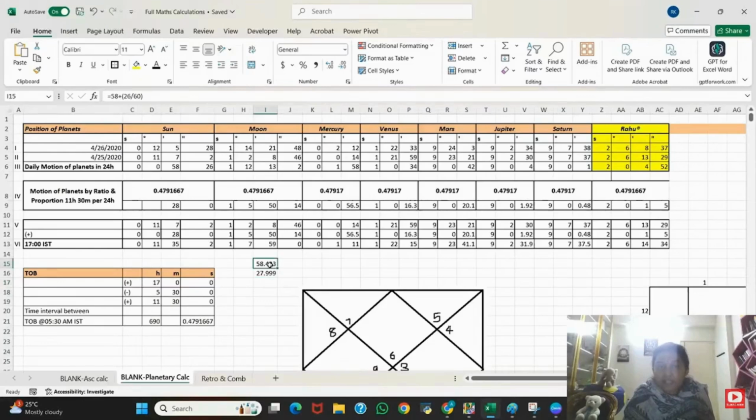So if for one day 58.433 minutes is the daily motion, then for 11 hours 30 minutes it is 27.999 minutes, which we can take approximately as 28 minutes. Okay, so I have noted down the same here. Similarly, I will note down for the moon also.